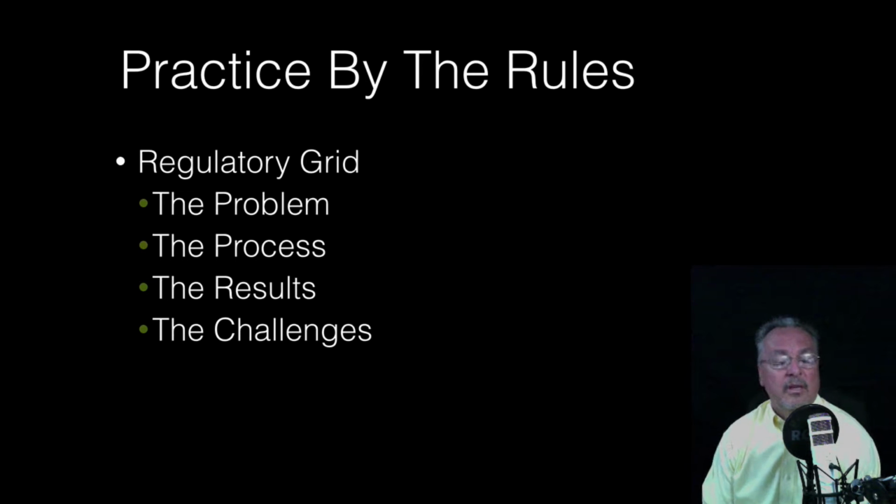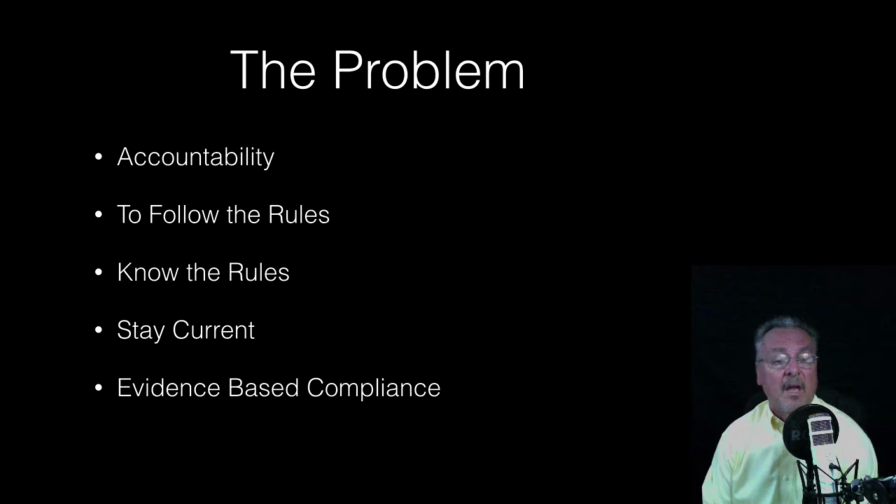And going forward from here, we'll look at 4 specific issues. We'll look at the problems with doing this. We'll look at the process that was used by one specific organization as an example. We'll also look at some of the results and some of the challenges that were involved. So here's the problem. With all these rules, we need to be accountable. That's part of being a professional. We have a requirement to follow these rules, and ignorance is never a good defense. So we also have to know the rules.